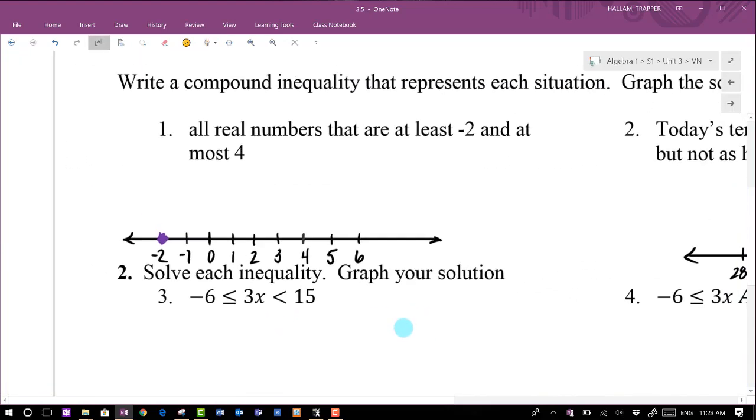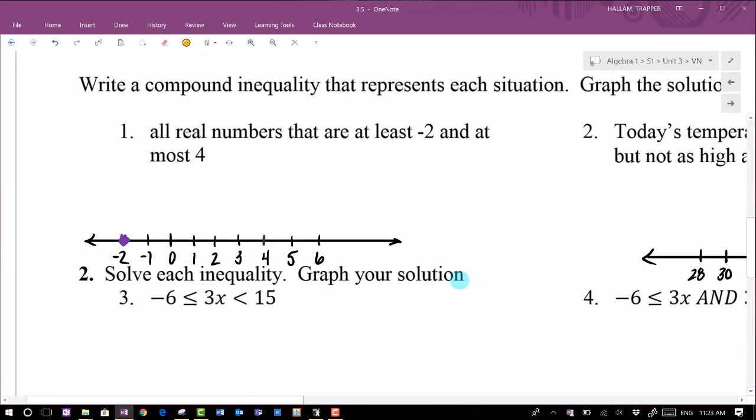So our first example says write a compound inequality that represents each situation, then graph. This first one says for all real numbers that are at least -2 and at most 4. So hopefully you can see that -2 and 4 are our boundaries in this scenario, so we can see both of our inequalities.